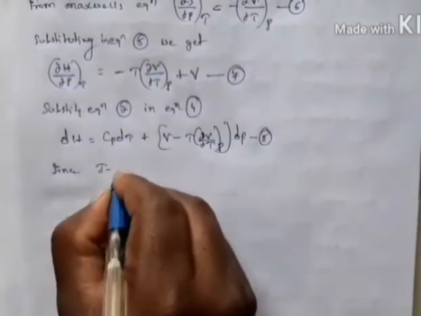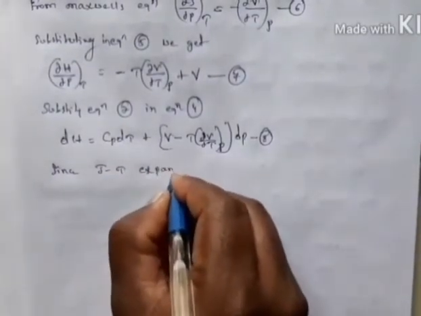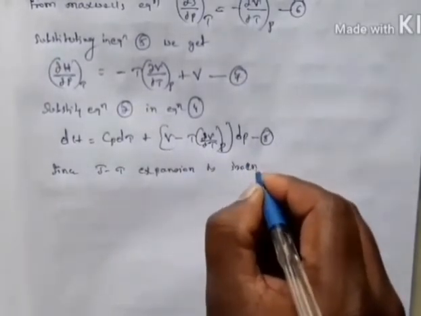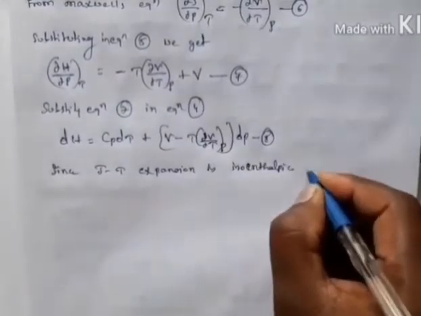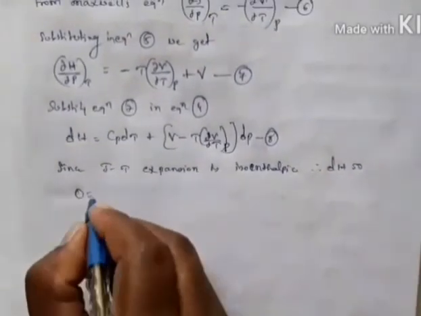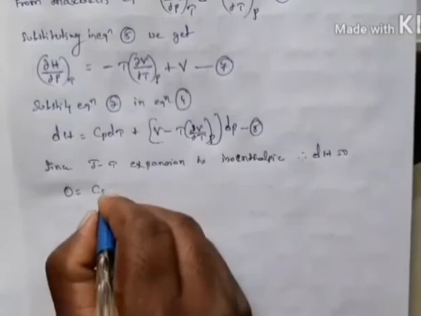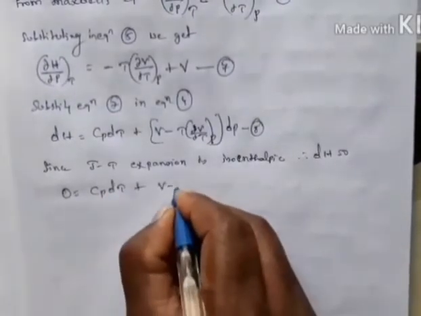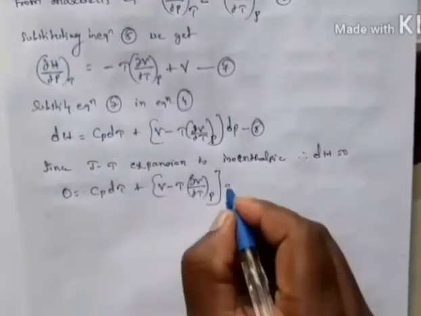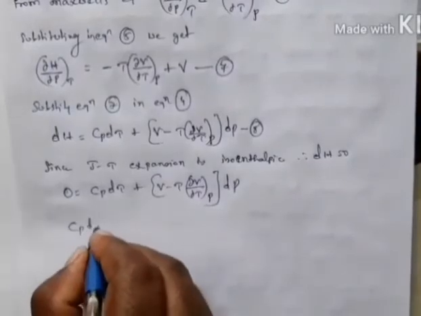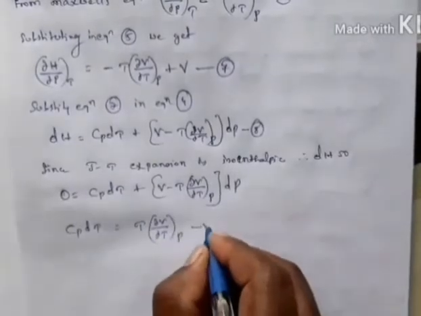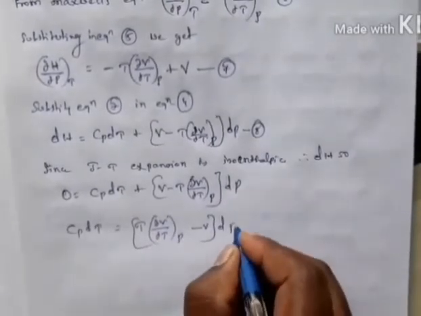Since the Joule-Thomson expansion or experiment is isenthalpic, therefore dH is equal to 0. Now dH is equal to 0, so in the above expression we are going to get Cp dT + [V − T (∂V/∂T)_P] dP = 0. We are going to get Cp dT equal to [T (∂V/∂T)_P − V] dP.